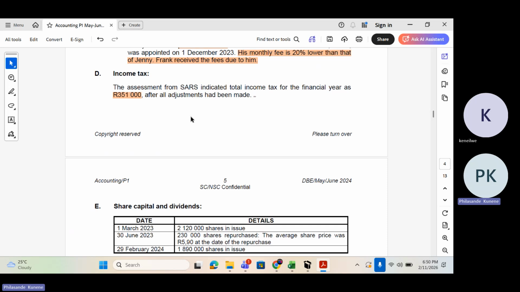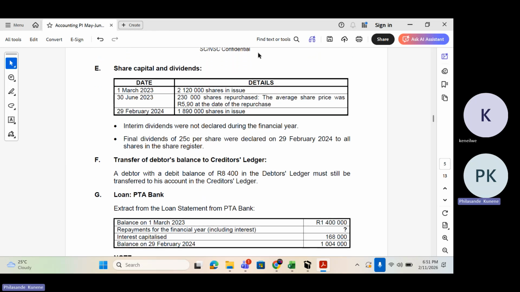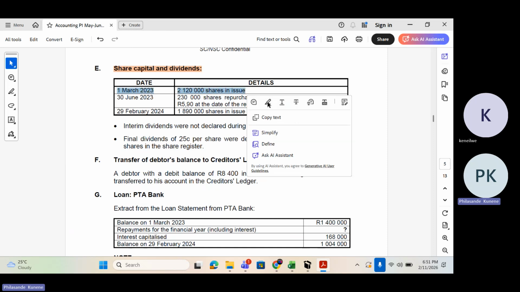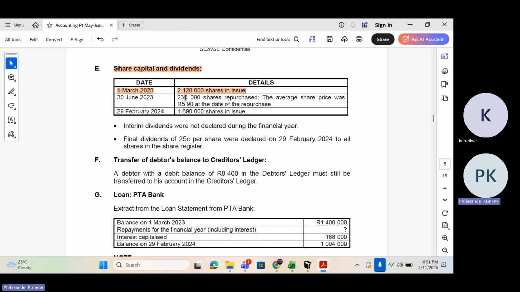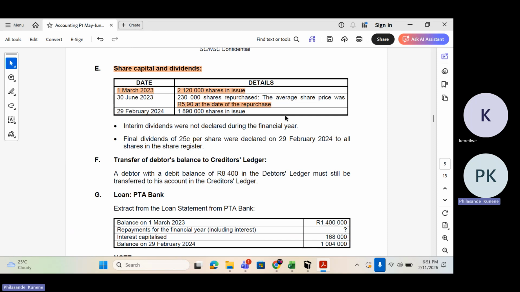Number D, we dealt with number D. We recorded it in the balance sheet, and also in that short income statement, it was recorded there. Now we need to go to number E, share capital and dividends. They're telling us about share capital and dividends here. On 1 March 2023, we have 2,120 shares that were in issue. These are the shares that were in issue at the beginning. Then on 30 June 2023, we have 230,000 shares repurchased. The average share price was R5.90 at the date of the repurchase.